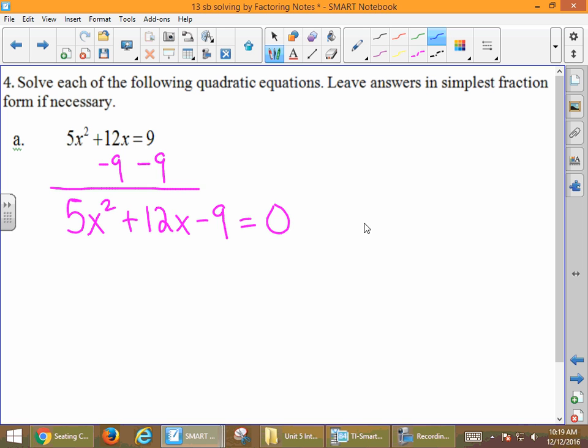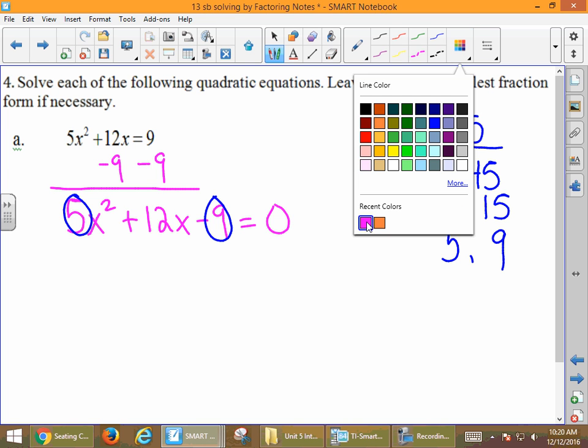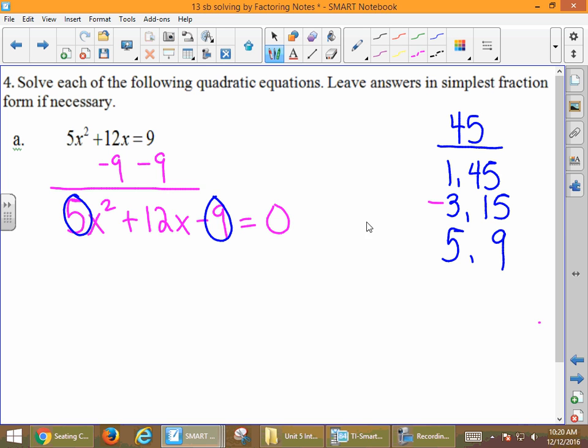So our A is 5 and our C is 9, and 5 times 9 is 45. So our factors of 45 are 1 and 45, 3 and 15, and 5 and 9. Will any of those combine to be 12, Tiffany? Which one? 15. 3 and 15. You know what the signs are, Tiffany? Negative 3, positive 15.